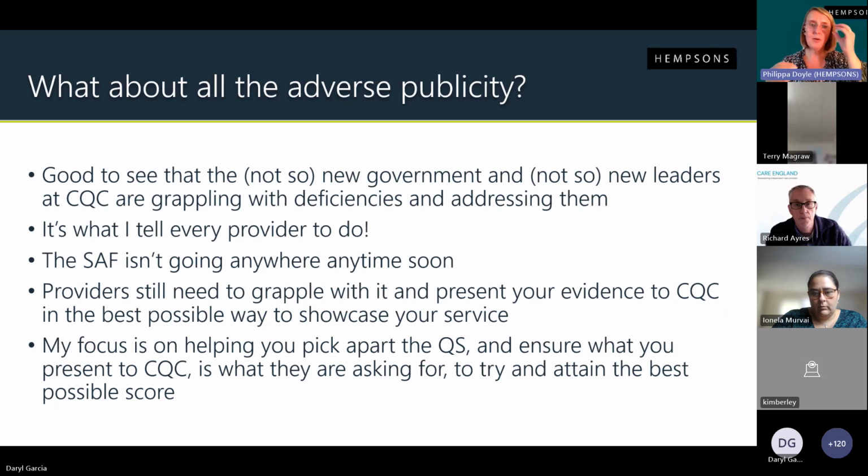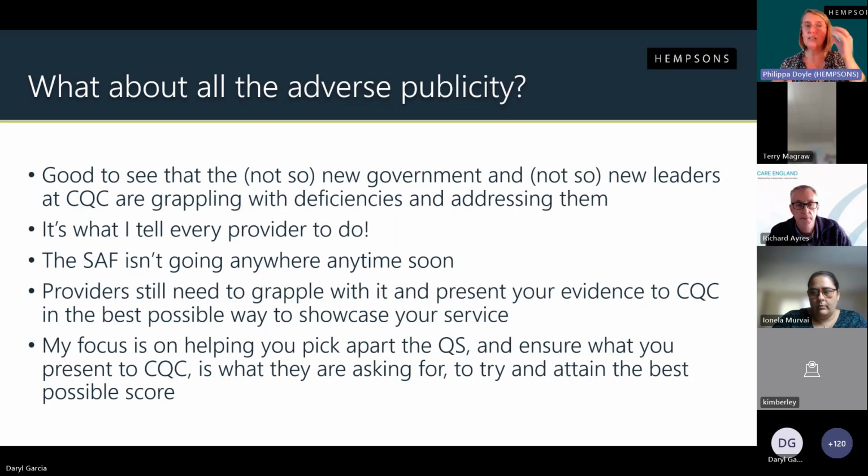So my focus for you is on helping you pick apart each of the quality statements and ensure that you understand what CQC are looking for, and that you can then present the best quality evidence from your service to get the best possible score.